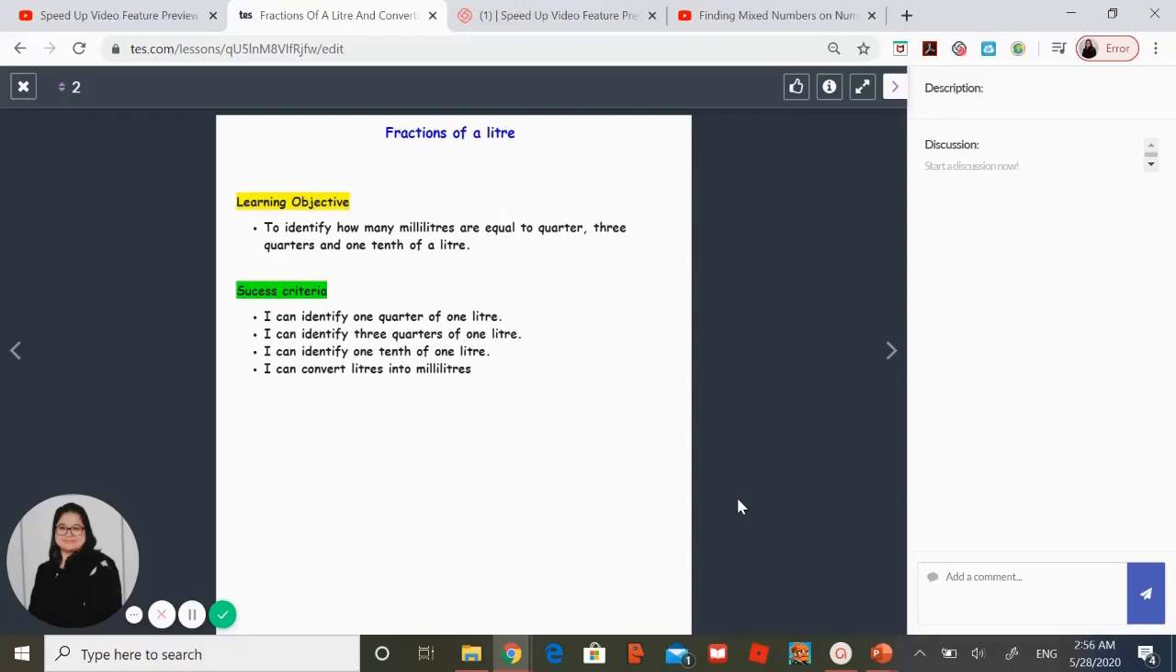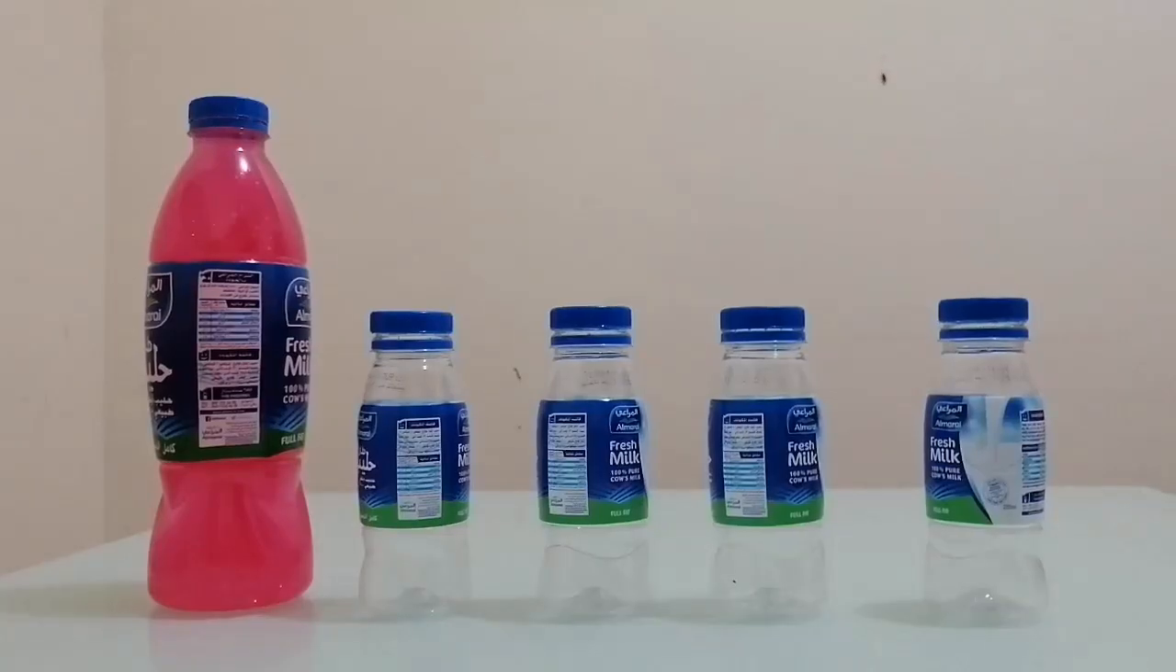Hello, children. Our objective for today's lesson is to identify how many milliliters are equal to quarter, three quarters, and 1/10 of a liter. Now let's investigate how much is 1/4 of a liter.